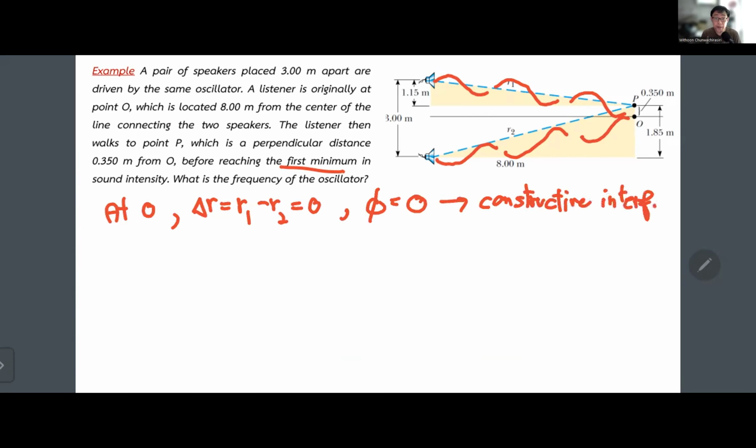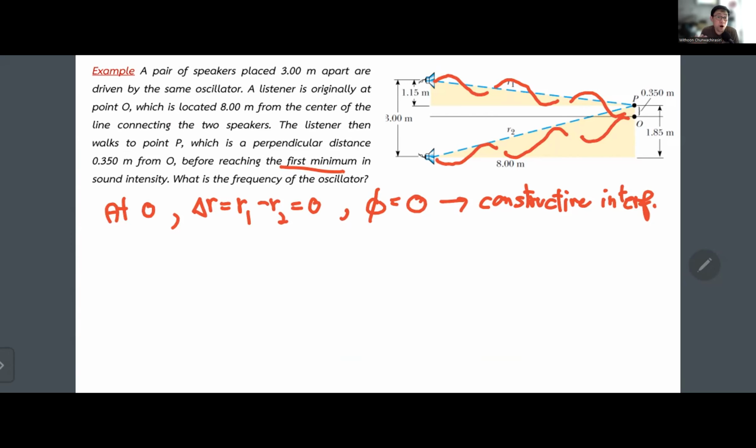Cool. So you're going to hear a loud sound. You know that when it's a perfect constructive interference, the amplitude will be twice as big. So you're going to hear a loud sound at point O. But now you walk away from point O. Once you keep walking, the distance traveled by those two waves is going to be different. You start to get delta R to be non-zero. Does that make sense? But it's still not perfectly canceled.